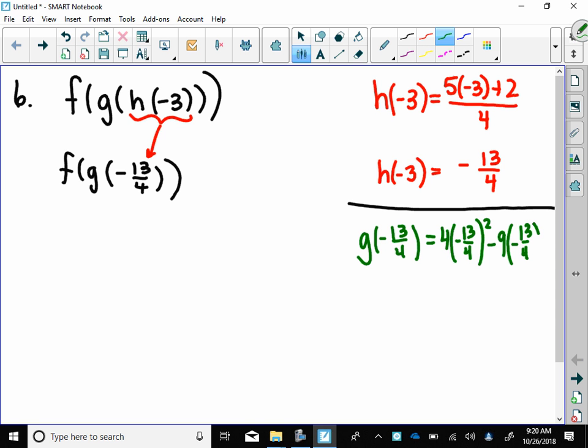I'm going to need a little help from you here, your calculator. So you just type all this into your calculator. 4 parentheses, -13 divided by 4, close parentheses, and square. And minus 9 times parentheses -13 over 4. Close that parentheses and then add 2. And what did we get?